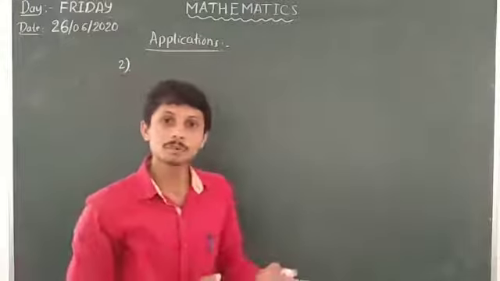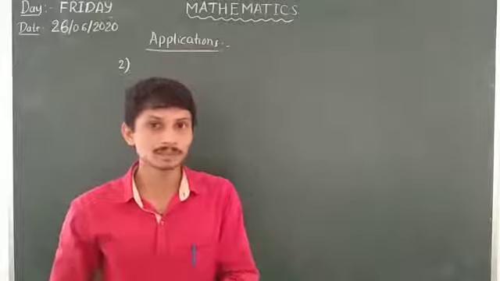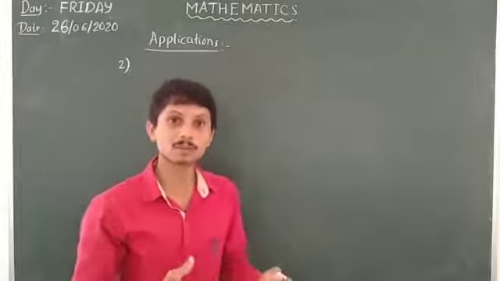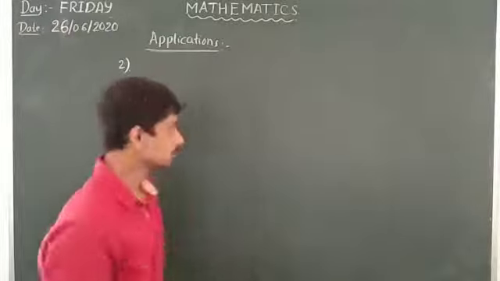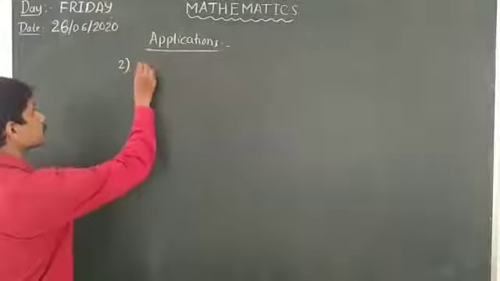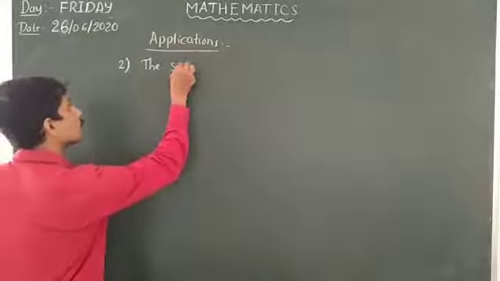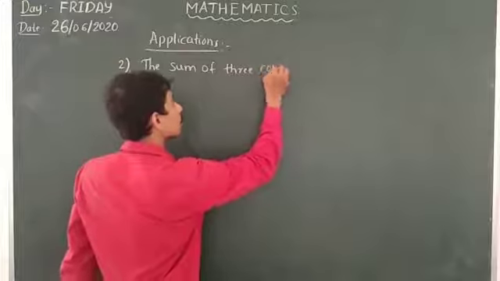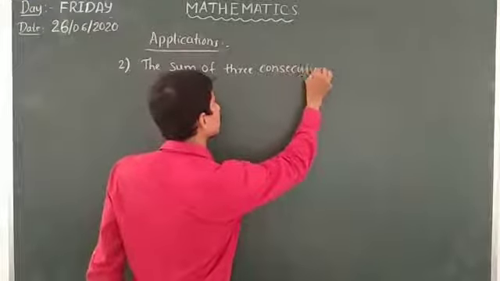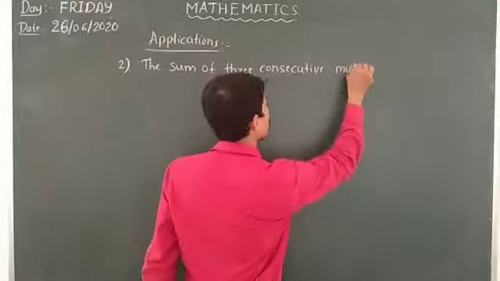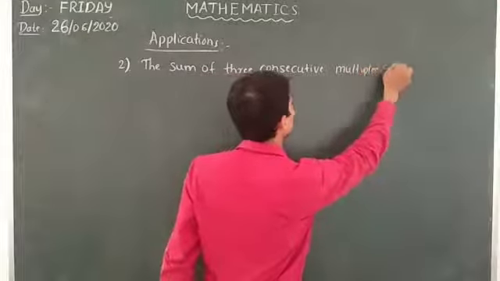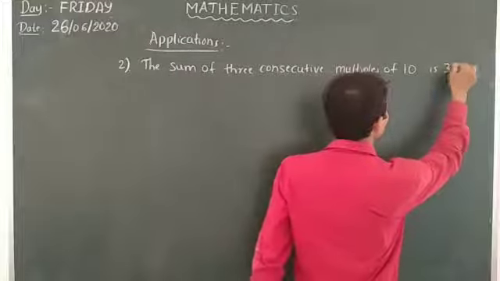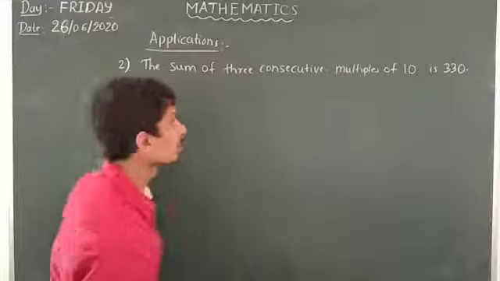Second problem: the sum of 3 consecutive multiples of 10 is 330. Find those numbers. These are simple problems. We have to find the numbers. So the problem is: the sum of 3 consecutive multiples of 10 is 330. Find the numbers.